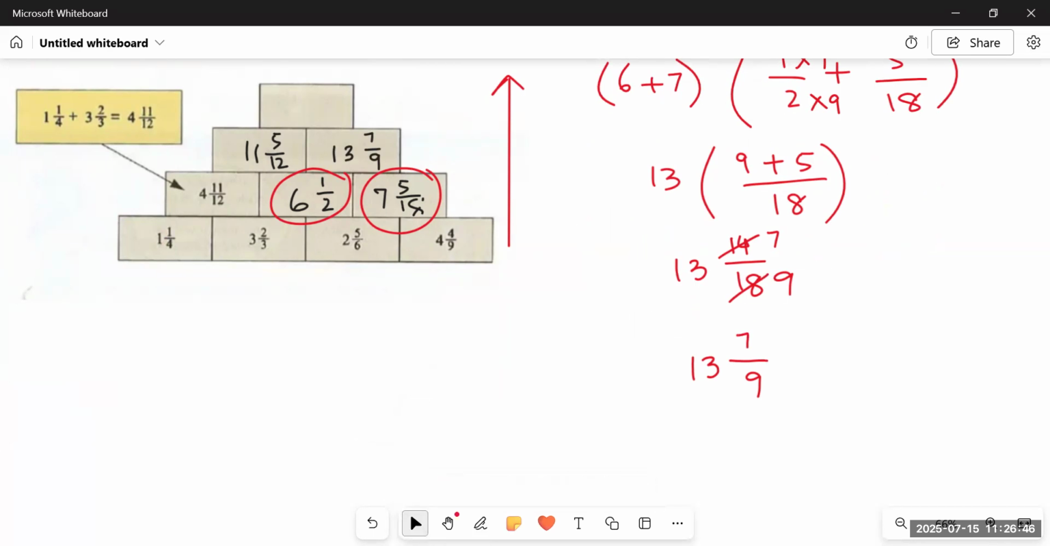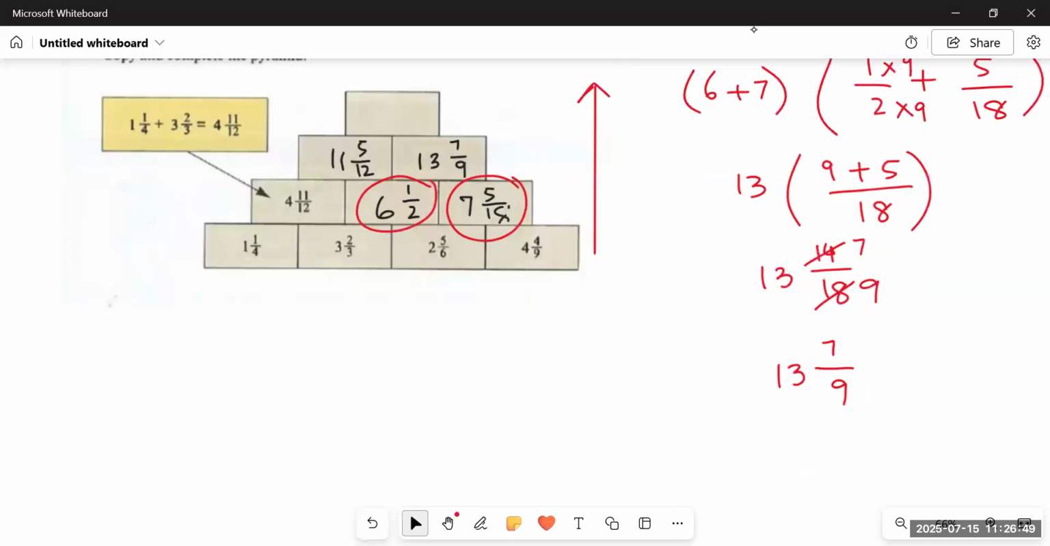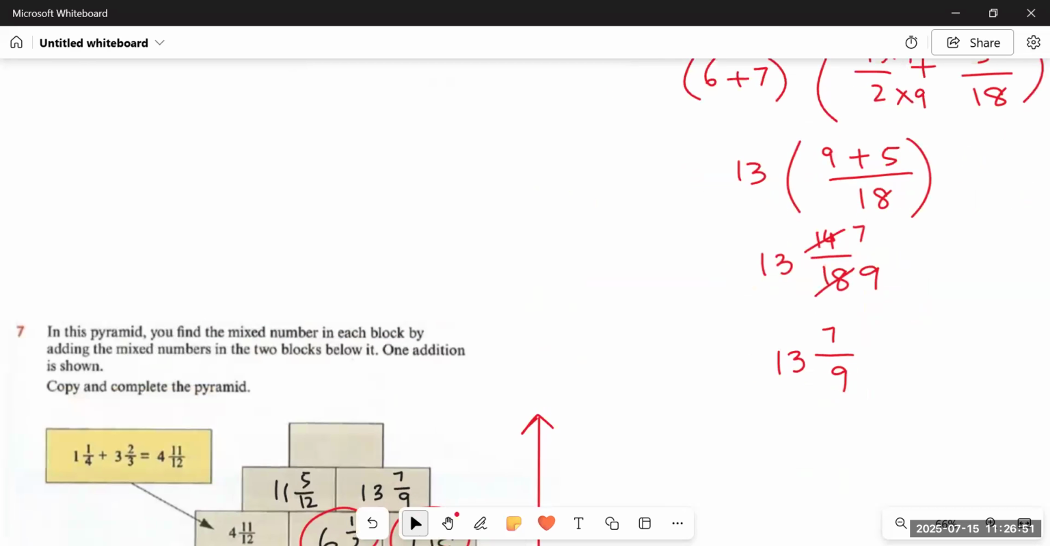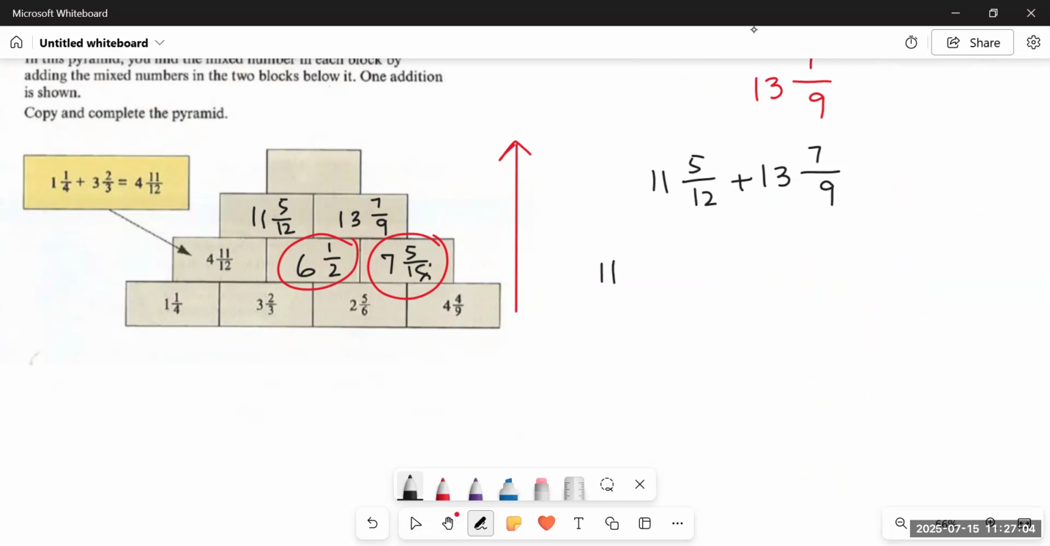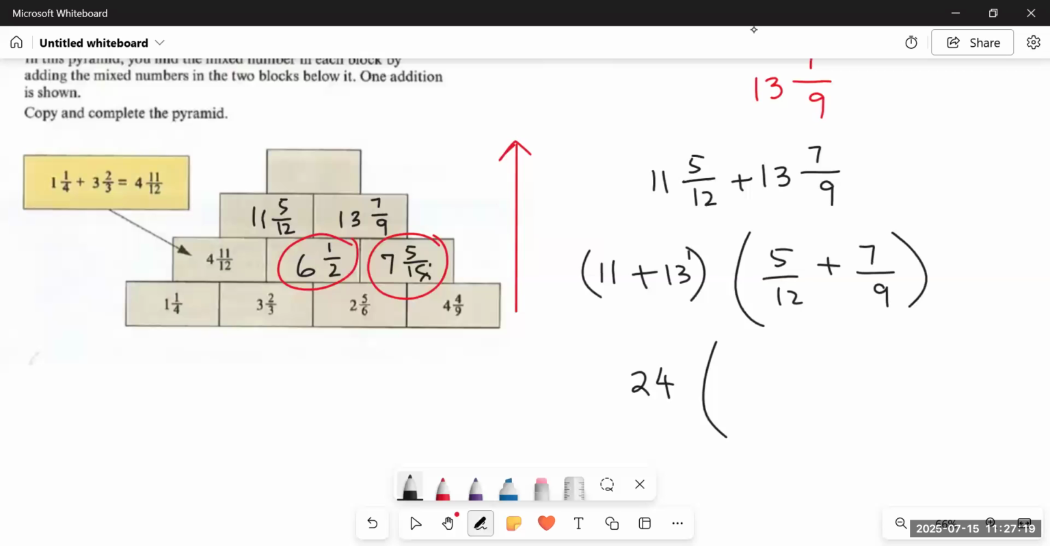Okay, students, now let's move to the last part. And the last part is 11 whole 5 upon 12 plus 13 whole 7 upon 9. Again, we are going to do the same: 11 whole plus 13, and 5 upon 12 plus 7 upon 9. So 11 plus 13 is 24 whole. And for this one, we know that 9 and 12 have a common factor 3.